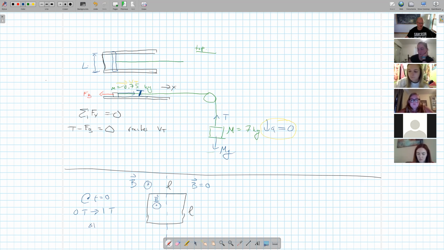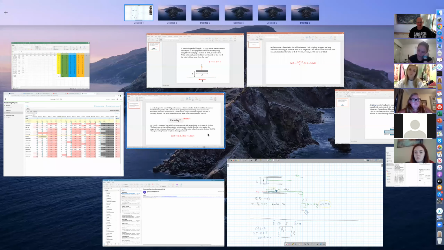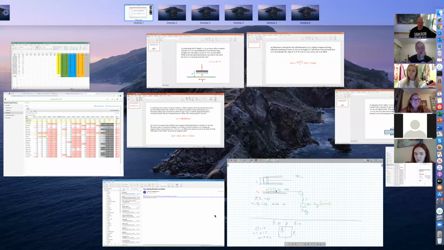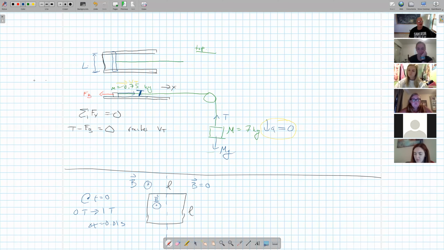And a time frame delta t of 0.01 seconds. Okay? So this is our picture. Then it goes on to say, what is the induced current inside of the loop? So I'm going to create a current. And then it wants to know with what speed is the loop kicked away from the magnetic field. So basically what will happen is I'm going to create a current inside of this thing.